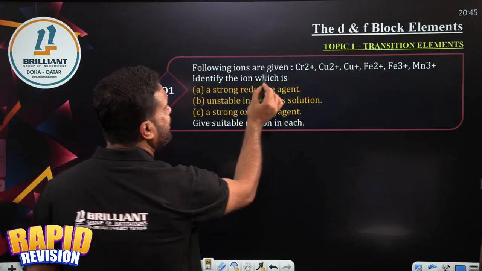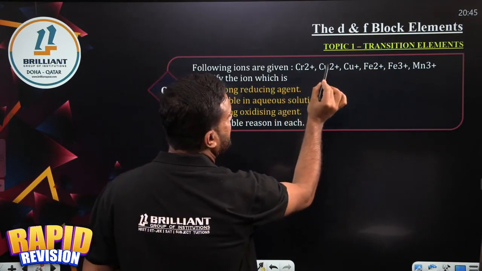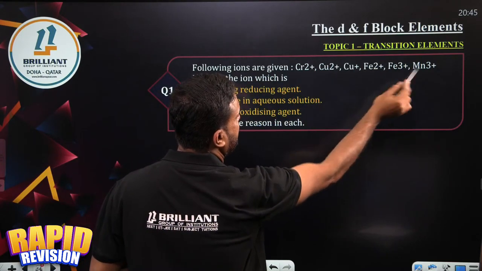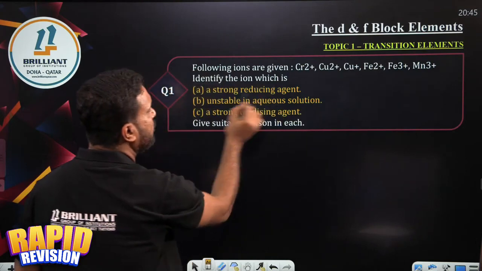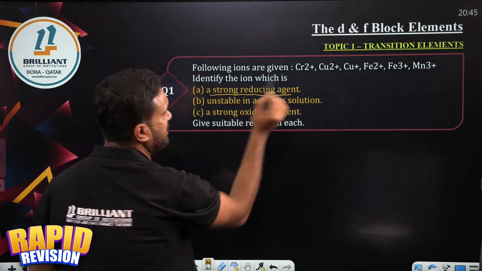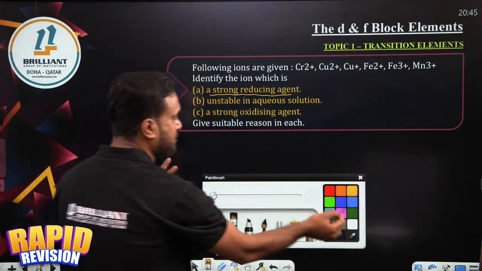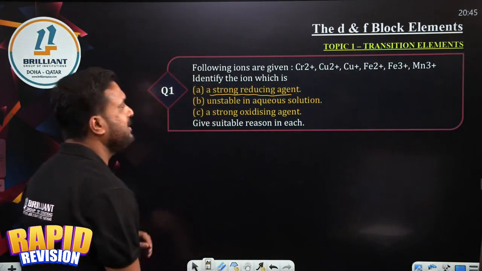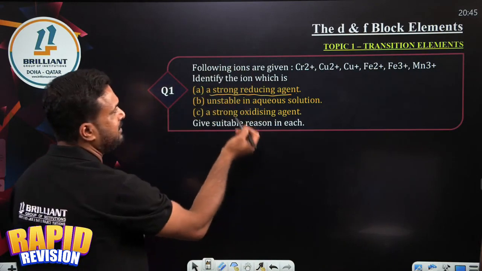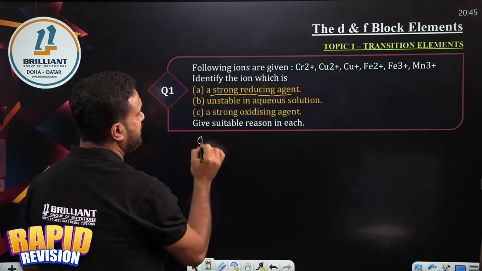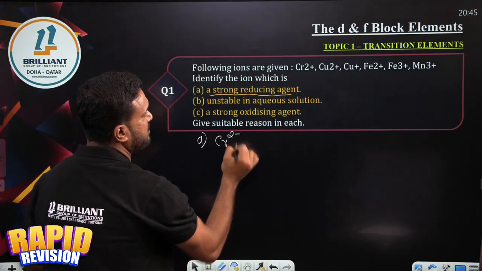Following ions are given: Cr2+, Cu+, Fe2+, Fe3+, Mn3+. Identify the ion which is a strong reducing agent. Few confusions might be there definitely. Anyway, I'll tell the answer and I will explain. That would be better. Here option A, the answer is Cr2+.